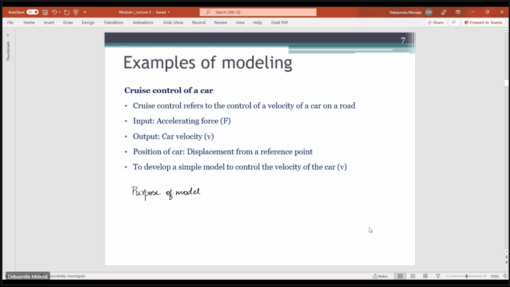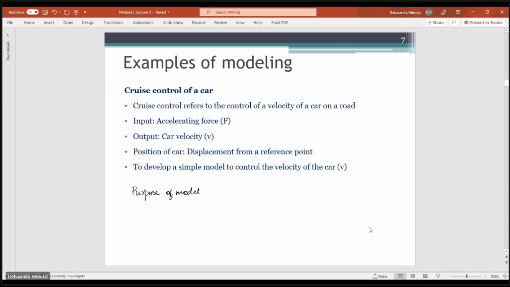So now let's take the example of the cruise control of a car. Cruise control refers to the control of the velocity of a car which is moving on a road. If the car is my system, then the input to the car is the accelerating force that I am providing, because of which the velocity of the car is changing. The output of the system is the car velocity, and the position of the car, that is, the displacement of the car from a fixed reference point.